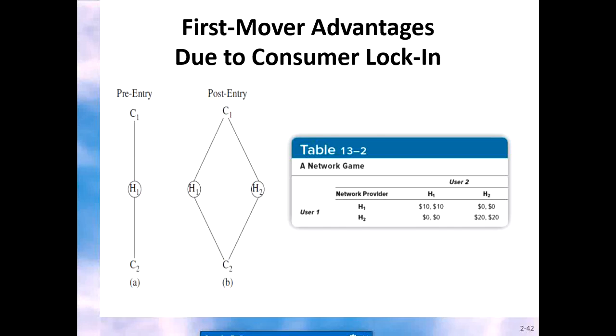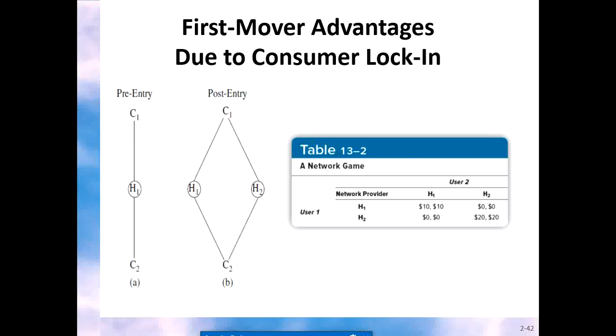Let's see this in this graph. Consider a simple two-way network shown in this graph, providing connection services between users C1 and C2. Imagine that this network is owned by a monopolist identified as the hub H1, and that each user values this network service at $10 per month. Now, suppose another firm decides to enter the market to compete against the existing monopoly network.